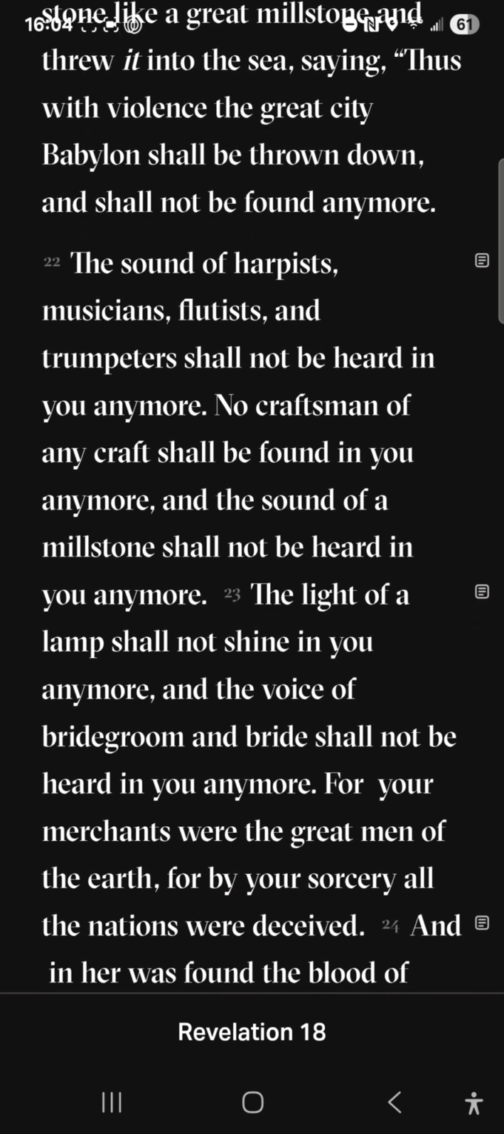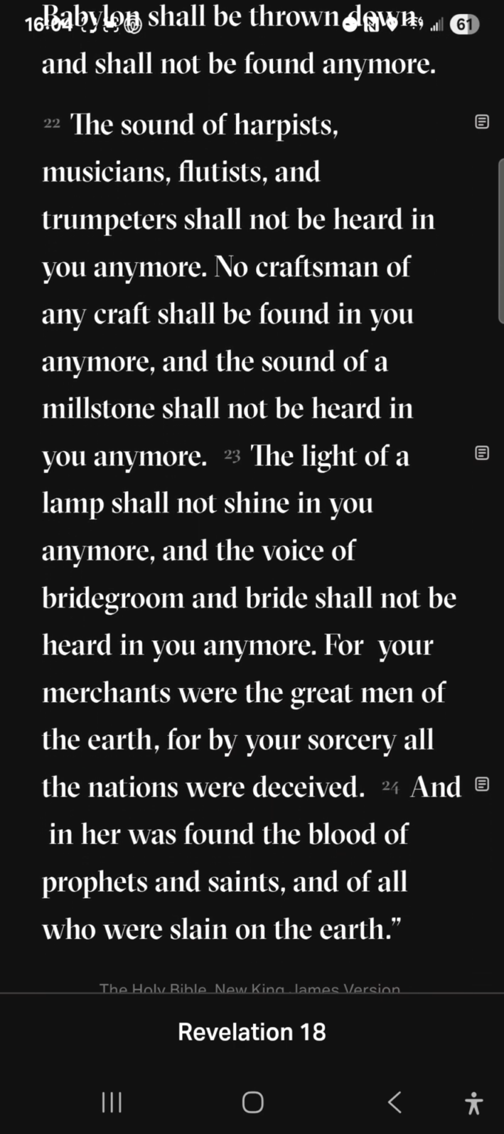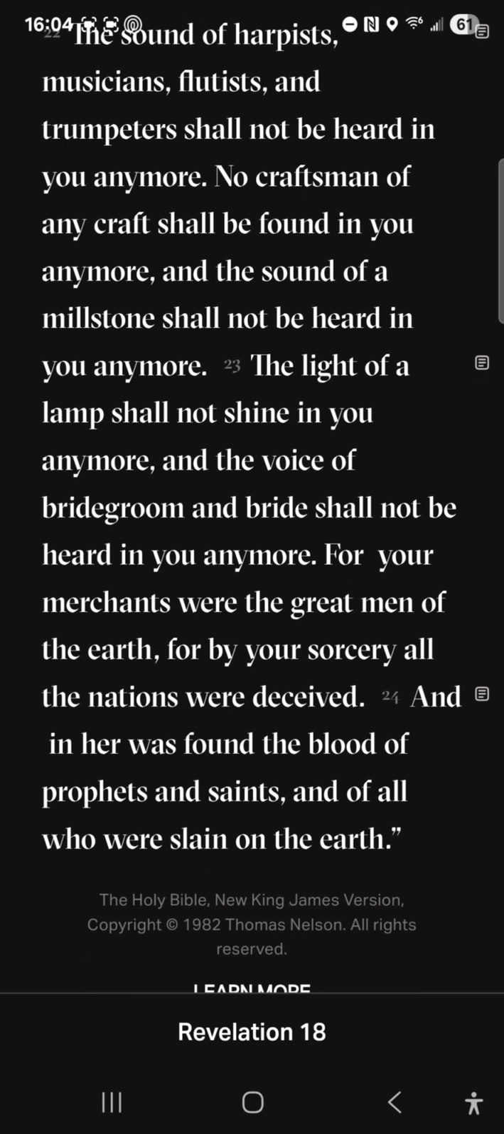The light of a lamp shall not shine in you anymore, and the voice of bridegroom and bride shall not be heard in you anymore. For your merchants were the great men of the earth, for by your sorcery all the nations were deceived, and in her was found the blood of prophets and saints, and of all who were slain on the earth.